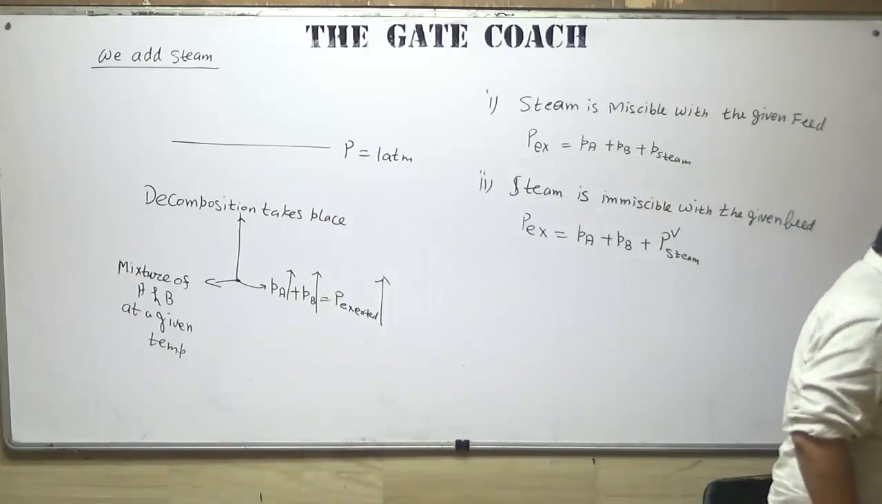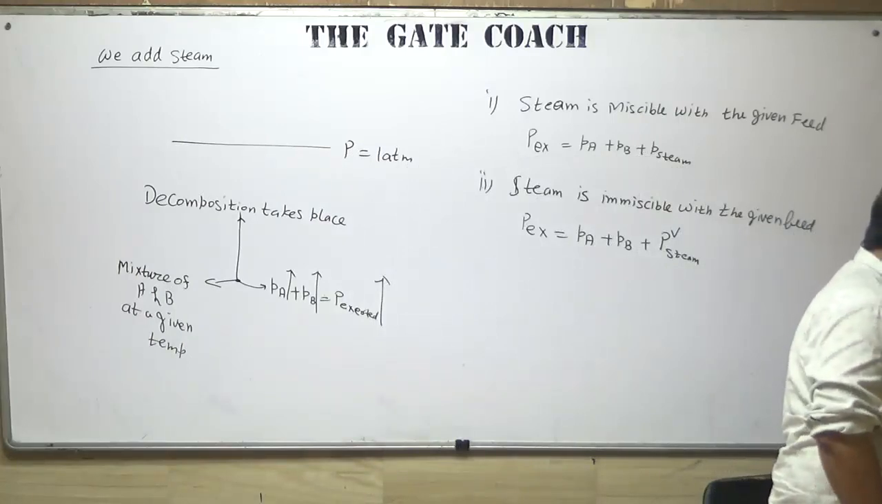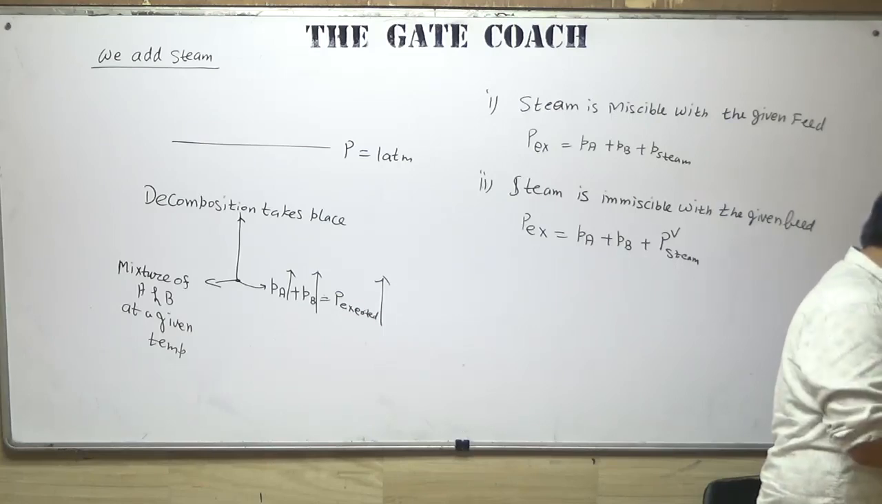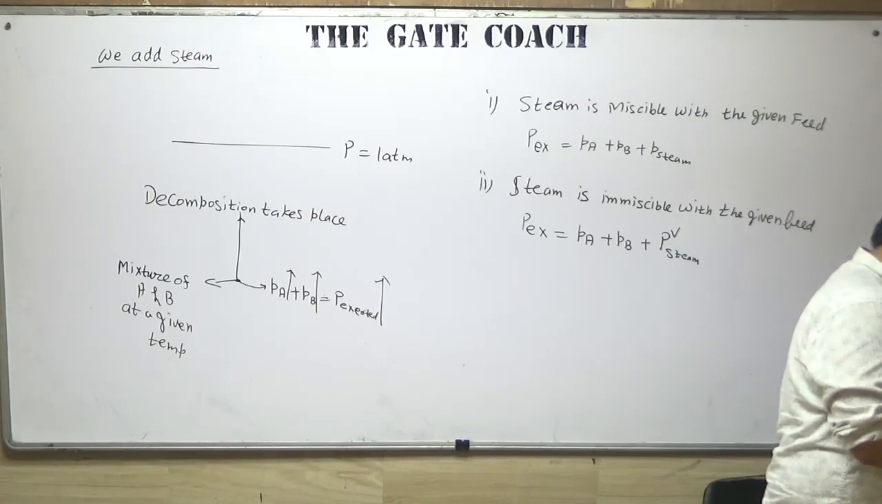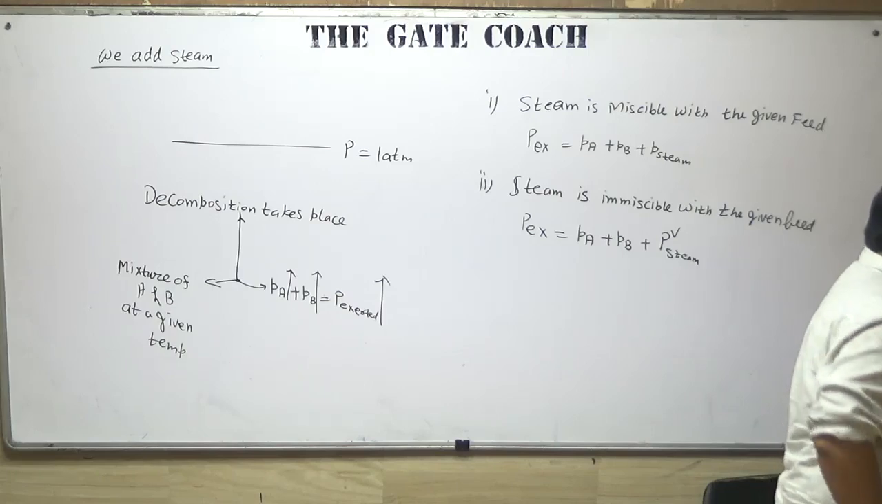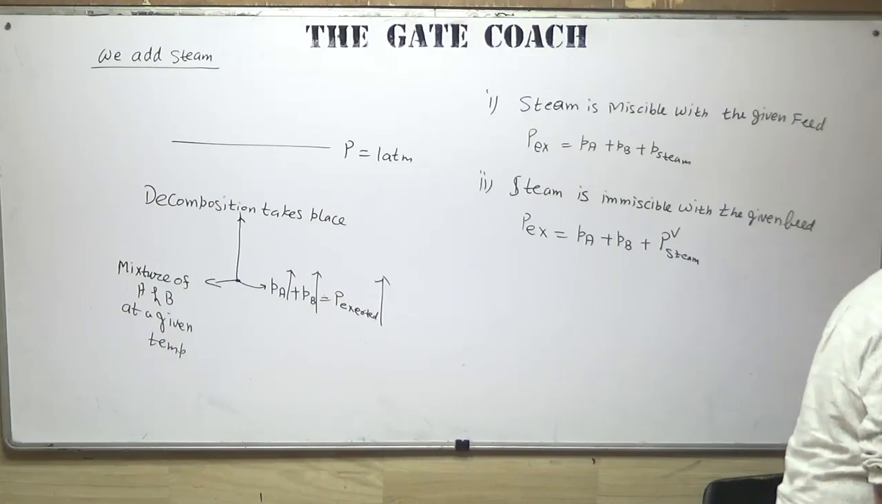Sir, can we comment about the relative volatility of heat sensitive materials? Yeah, comment to kar sakte ho, but uska fayda nahi hai because aap kabhi bhi wahan tak pahunch hi nahi paoge. That is the main disadvantage. Okay, immiscible, immiscible, immiscible. Very good. There is a question, sir.